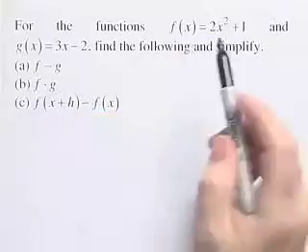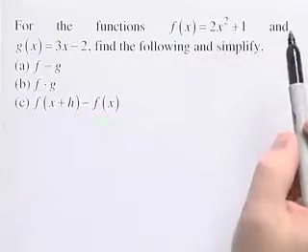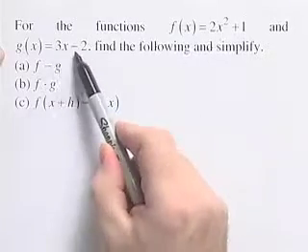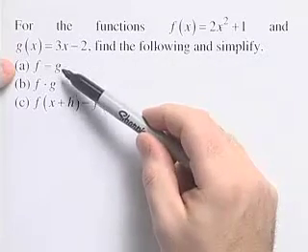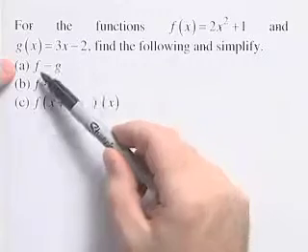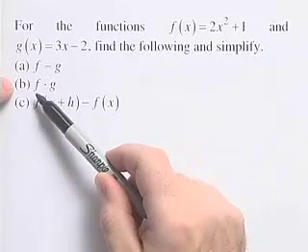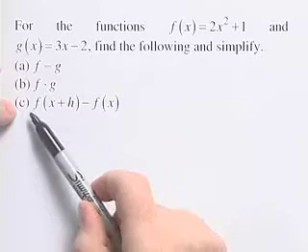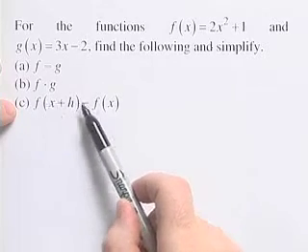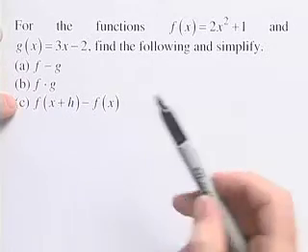For this next problem, we're going to look at some operations on functions. For the functions f of x equals 2x squared plus 1 and g of x equals 3x minus 2, we want to find the following and simplify. Part A, we want to find the difference of the two functions, f minus g. Part B, we want to find the product of the two functions, f times g. And in part C, we want to find f of x plus h minus f of x.